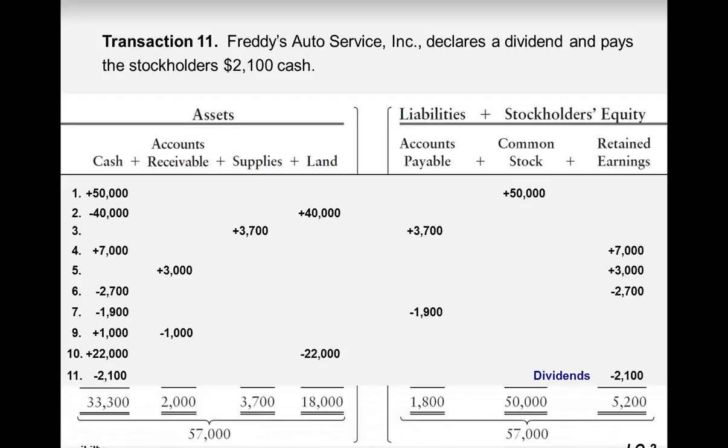But we would then total up each item, and in this case, we ended up with the balance of $33,300 in our cash account, $2,000 in accounts receivable, $3,700 in supplies, and $18,000 in land, for example. You will notice that both the total assets are $57,000 and the total liabilities plus stockholders' equity are $50,000. If you remember your balance sheet in Chapter 1, that had to be in balance, and this is no different. Your accounting equation must be in balance at all times after each transaction.